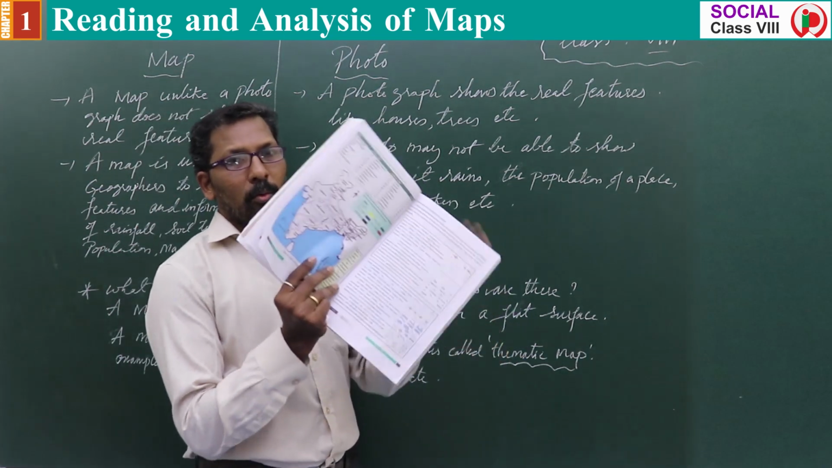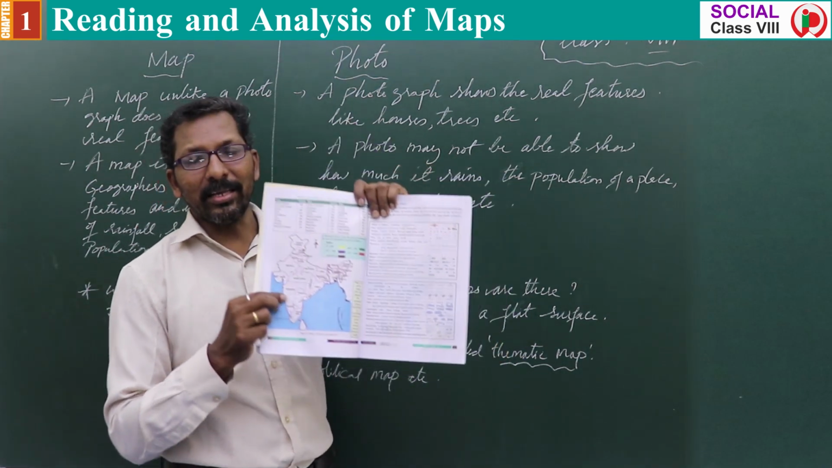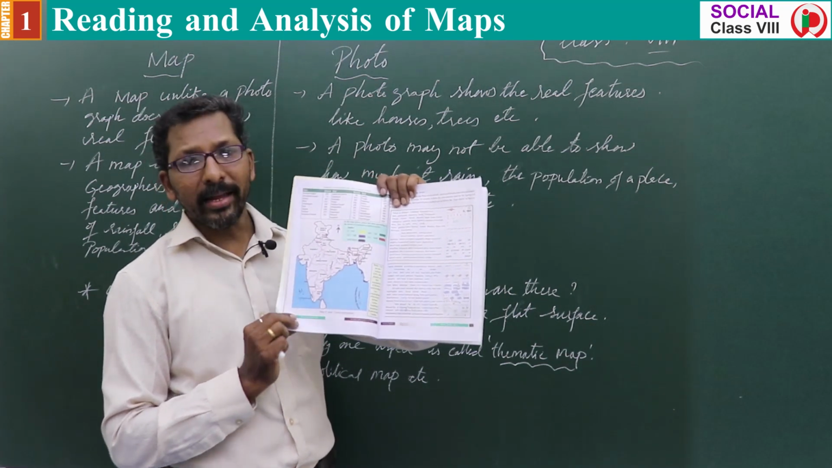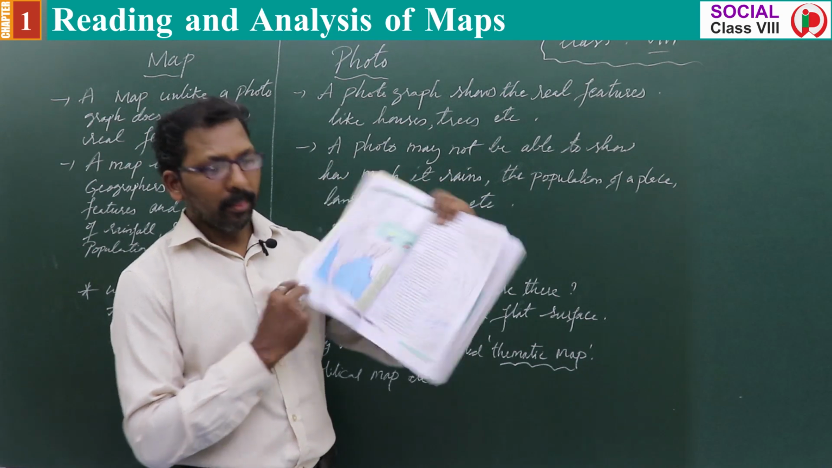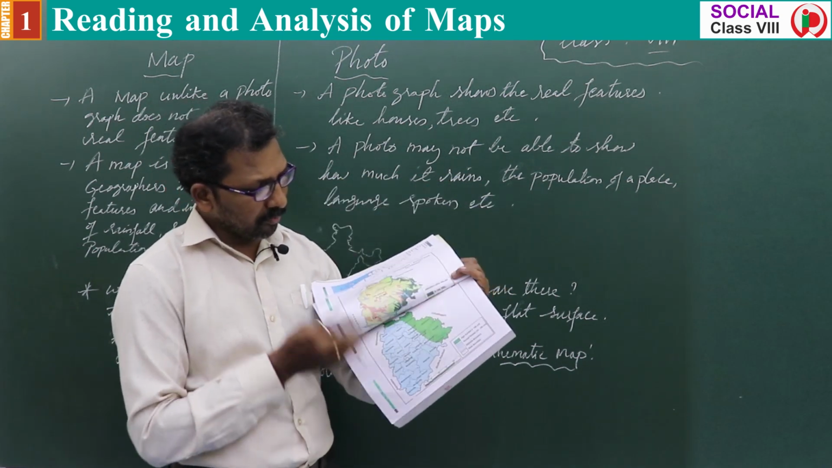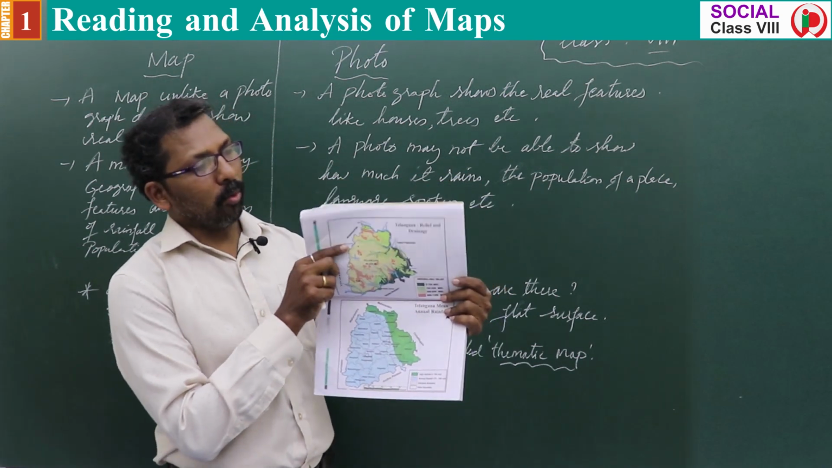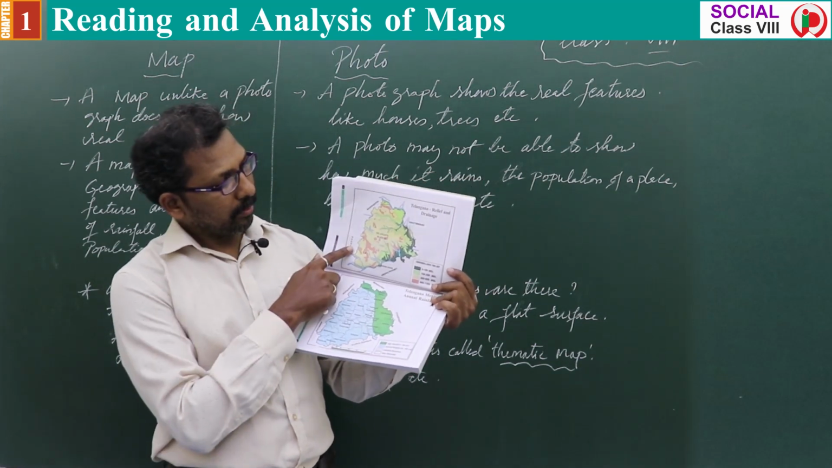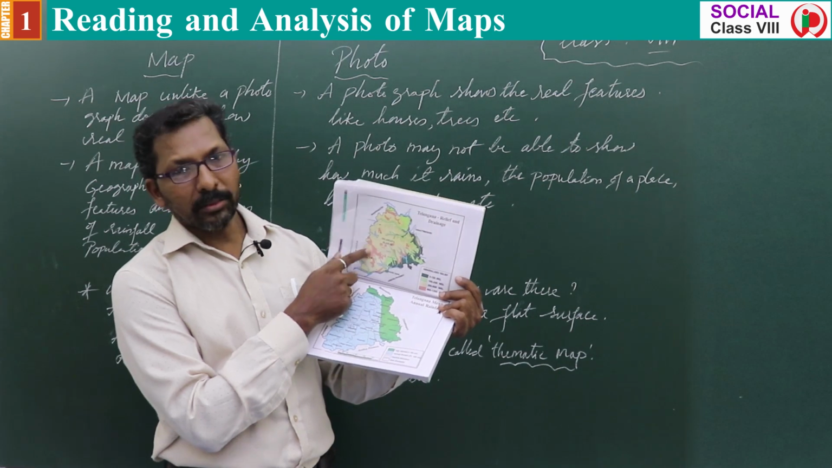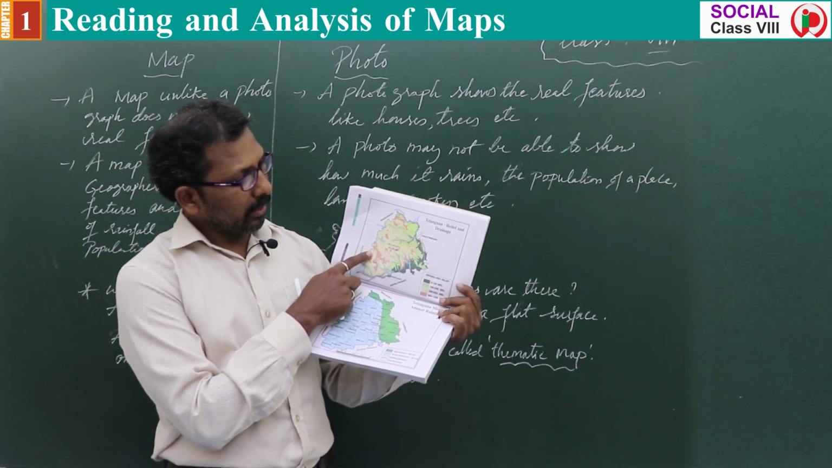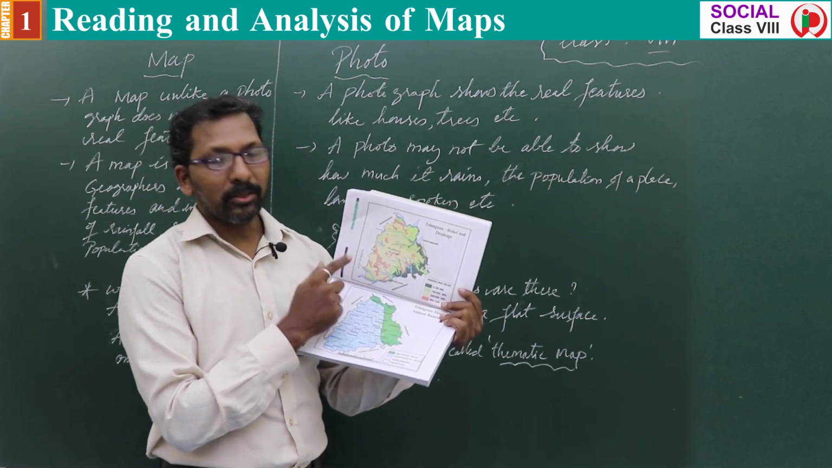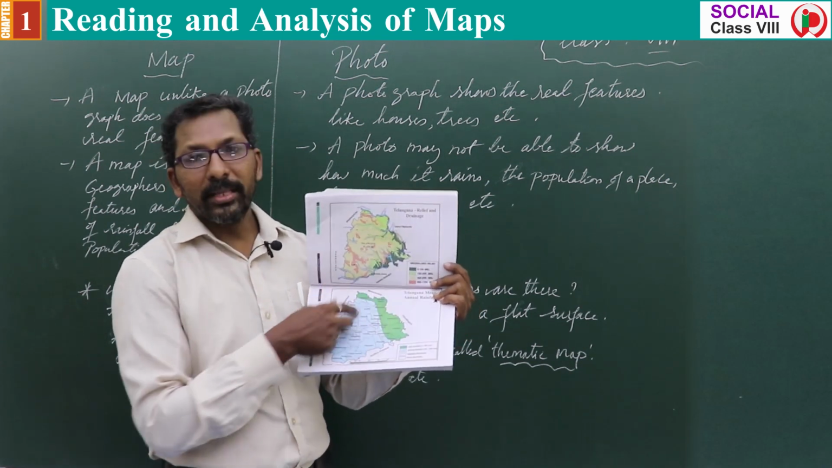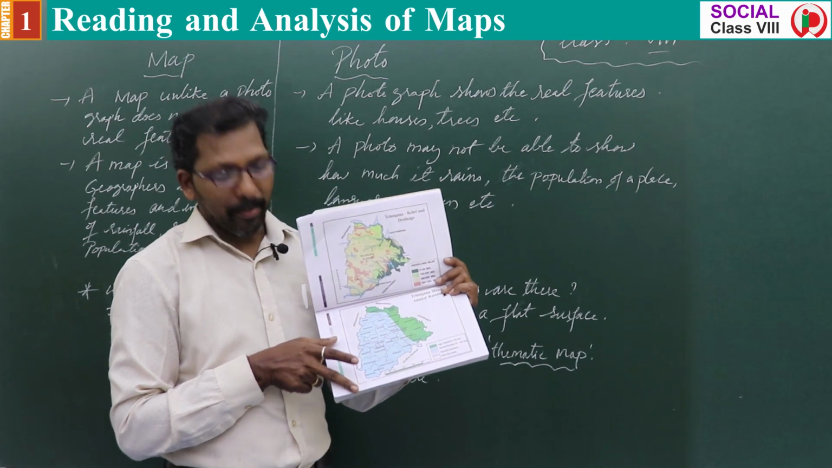For example, I'll show here, one minute. Now, what is this? This is a political map which is present on page number 10. Now, if you go further, what is this map? This is a physical map, right? Here it is shown where the plateaus are, where the plains are, where the rivers are flowing.